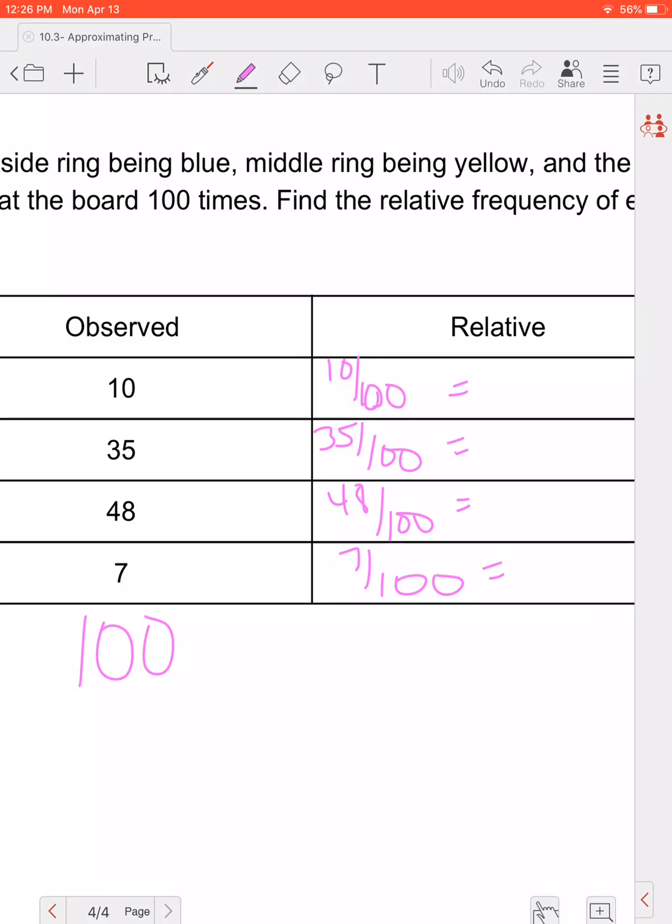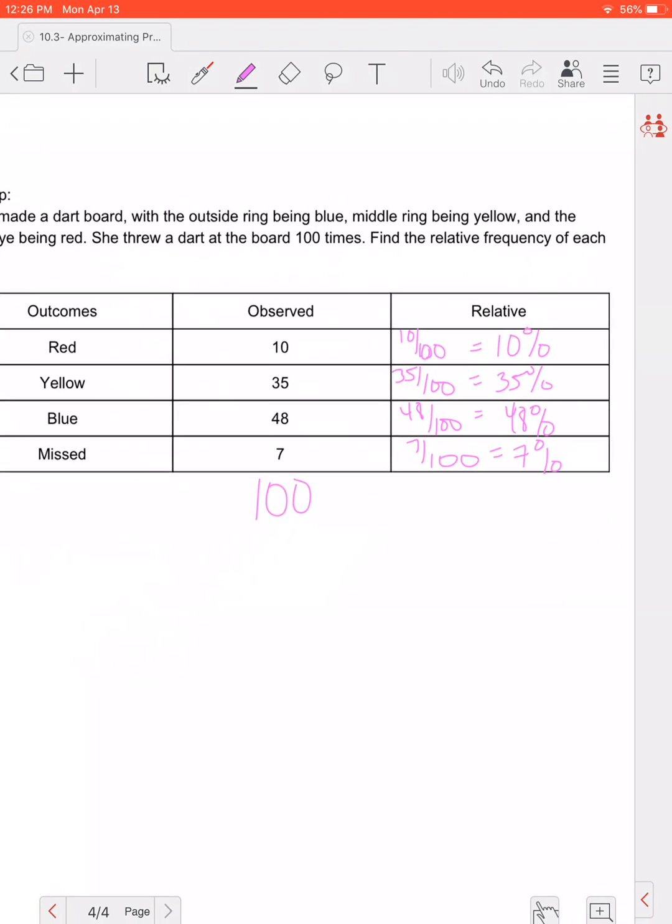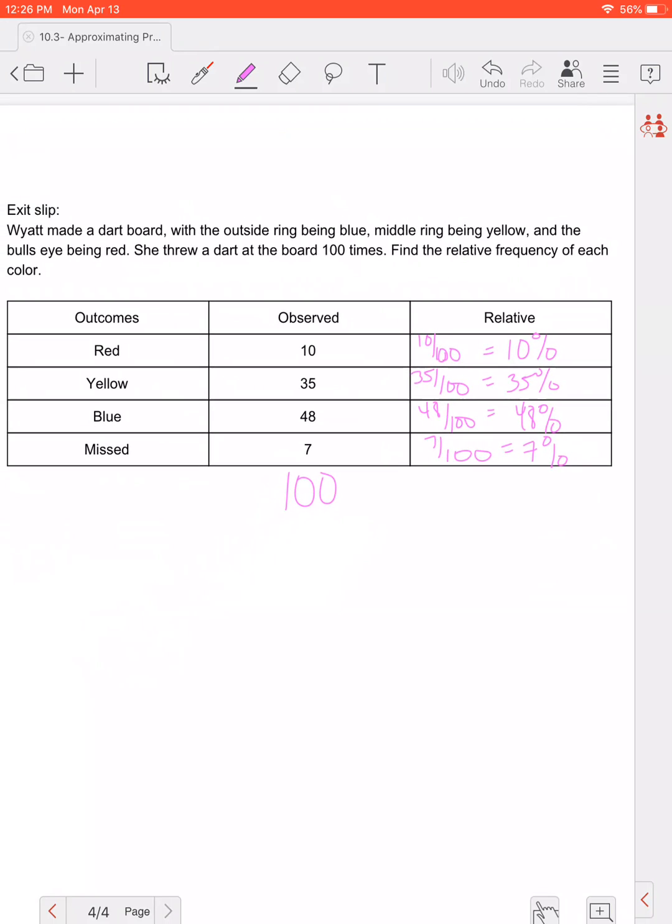So 10 divided by 100 would be 10%. 35 divided by 100 would be 35%. 48 divided by 100 would be 48%. And 7 divided by 100 would be 7%. And again, if we added all those up, they would add up to 100%. So you're probably going to miss 7% of the time. The chance of you getting a bullseye is only a little bit higher with 10%. More than likely, you're going to hit that outside ring with a 48% chance.